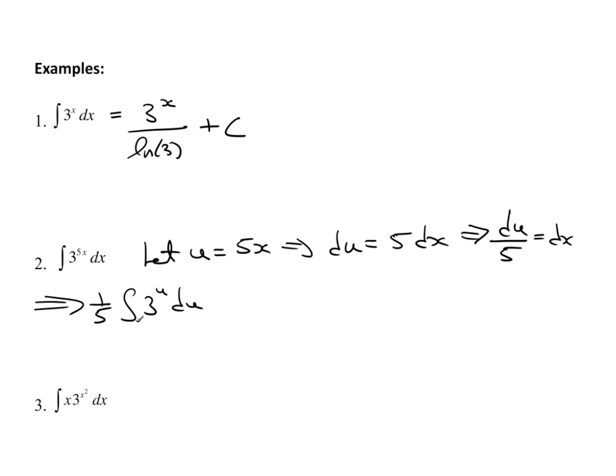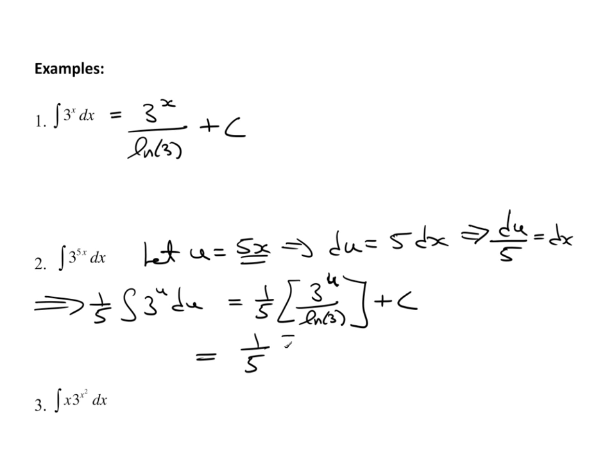Well, now I know this. I can take the antiderivative because it's actually exactly of this form. This is going to be 1/5 times 3 to the u over ln 3 plus, don't forget my constant of integration. But let's not forget that u is 5x. So this is actually going to give me 1/5 times 3 to the 5x over ln 3 plus that constant of integration. So there's my solution.